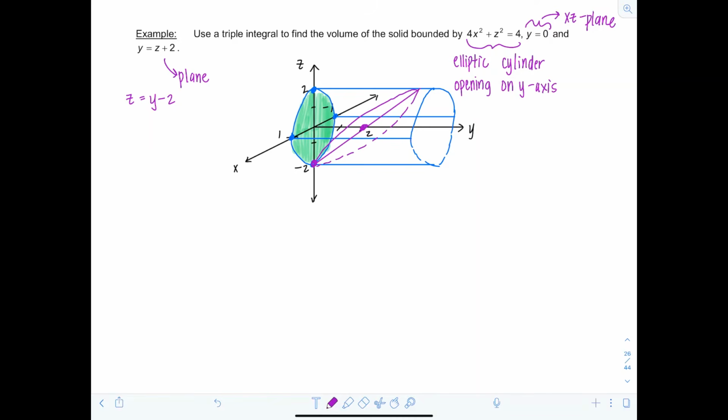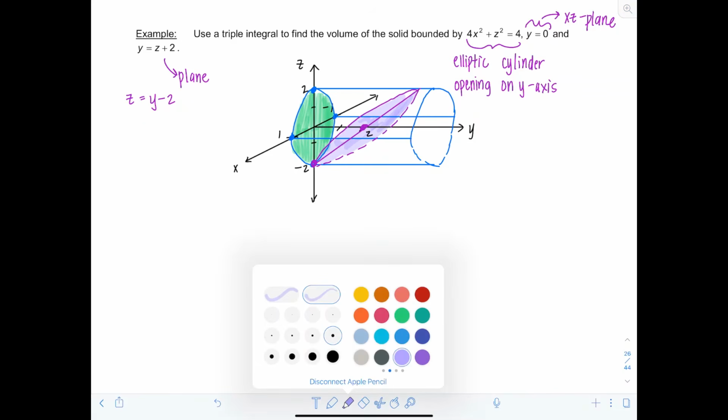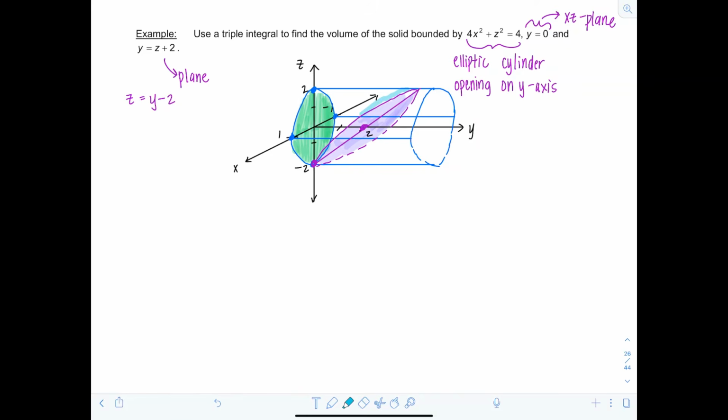So if you can imagine, there's basically 3 pieces going on here. We have this face here that's being sliced by the plane z equals y minus 2. Then we have this other face here, which is determined by the elliptic cylinder. This is coming at us all the way around on the outside, like the outside of a soda can. And then that green ellipse in the xz plane, you could think of that as the base. That seems like the most natural thing to designate as the base.